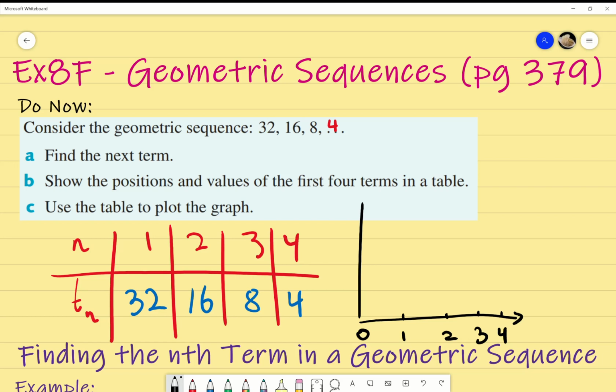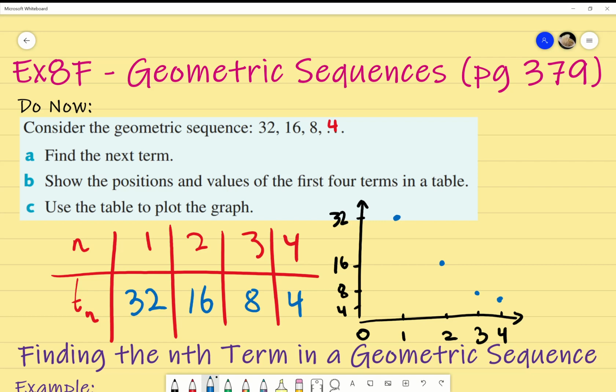My largest value is 32. My smallest value is 4, sorry. So I'm going to go ahead and label this value as 32, 16, 8, and 4 over here. Putting them down, I got 32, 16, 8, and 4.